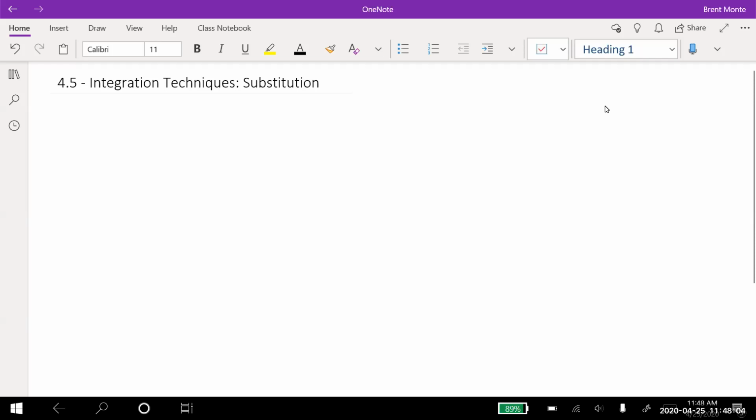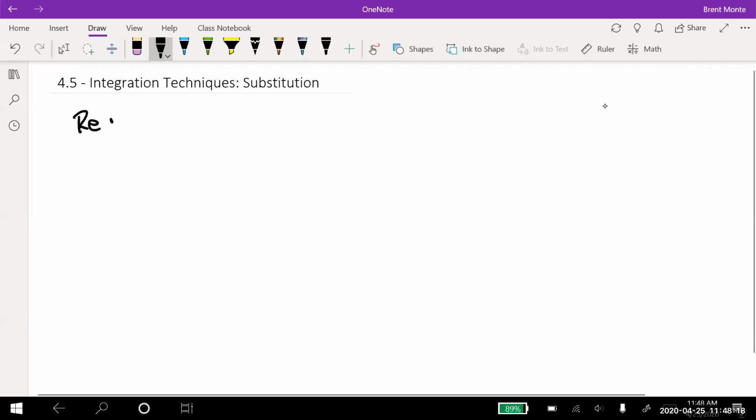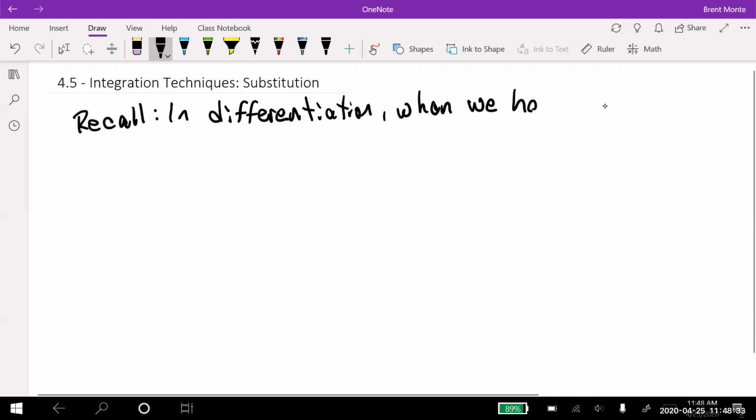Today we're going to learn some more techniques on integration, specifically substitution. Now, substitution is going backwards from the chain rule with differentiation. So let's say this. Recall in differentiation, which means taking the derivative, when we had an inside function, we had to use the chain rule.